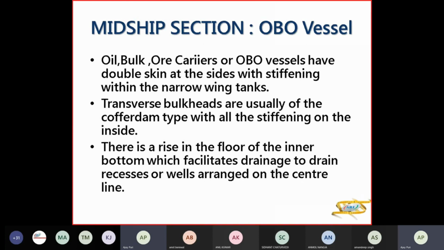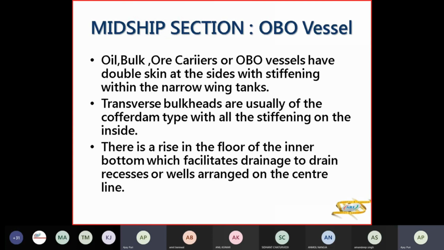Oil bulk ore carriers, or OBO vessels, have got double skin with stiffening, with narrow wing tanks. Transverse bulkheads are of cofferdam type, where stiffening is there on the inside.